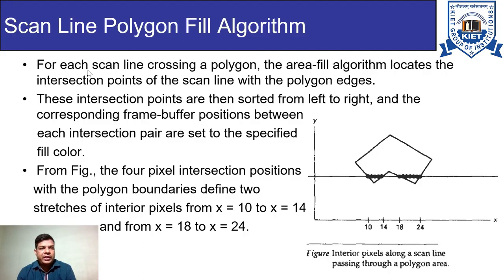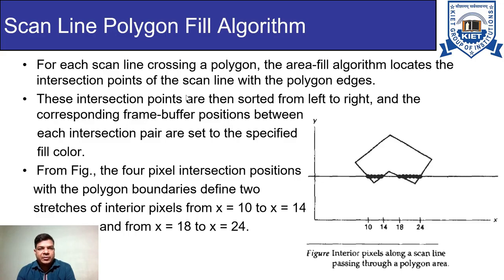In this, for each scanline crossing a polygon, the area fill algorithm locates the intersection points of the scanline with the polygon edges. So you can see that this is the polygon and this is the scanline, and the scanline is intersecting the polygon edge. So we have to find the intersection points between the scanline and the polygon edge. You can see that this is one intersection point and this is the second. This is the third intersection point and this is the fourth intersection point.